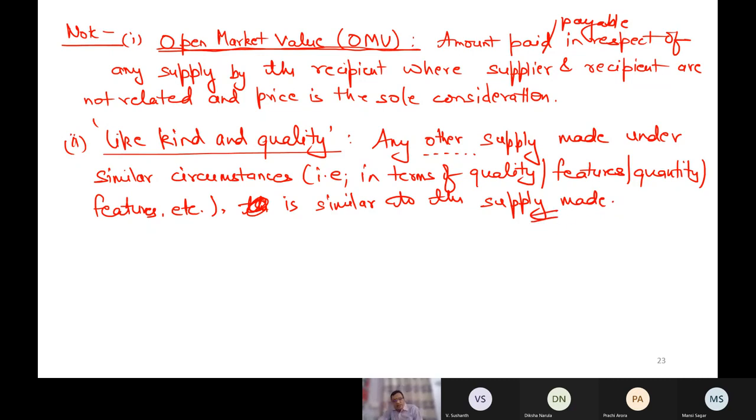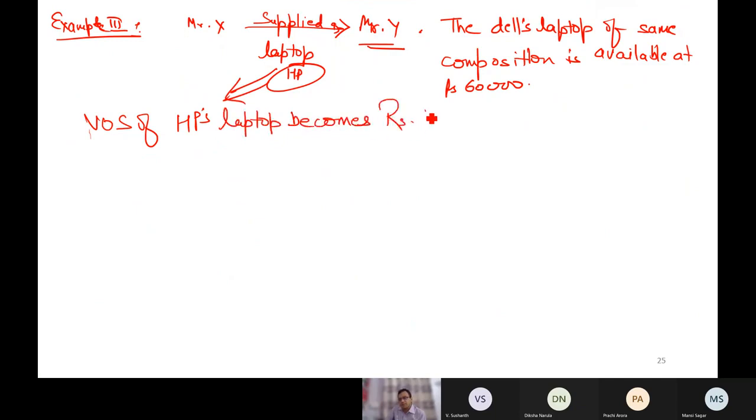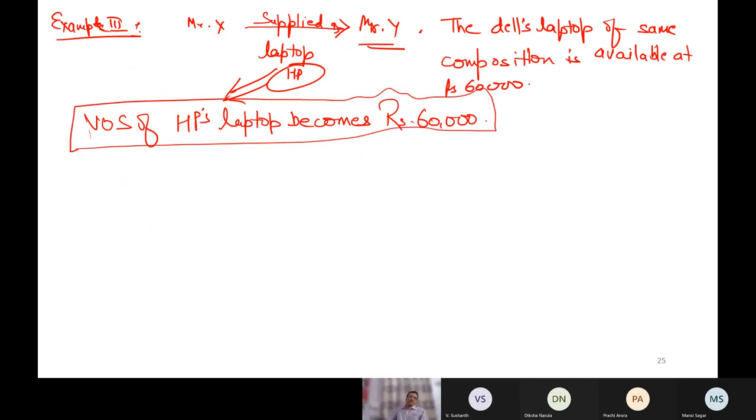So the main concept in case of like kind and quality is simply that if you don't know the exact value of your product supplied, search for a product of similar quality, features, etc. in the market, and whatever is the value of that product, you can take that value as a substitute for your own value because you don't know anything. So in my example, the value of supply of this HP laptop becomes $60,000. This is my example number 3.